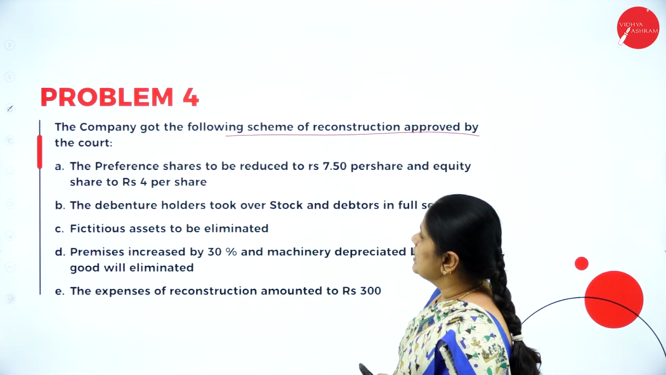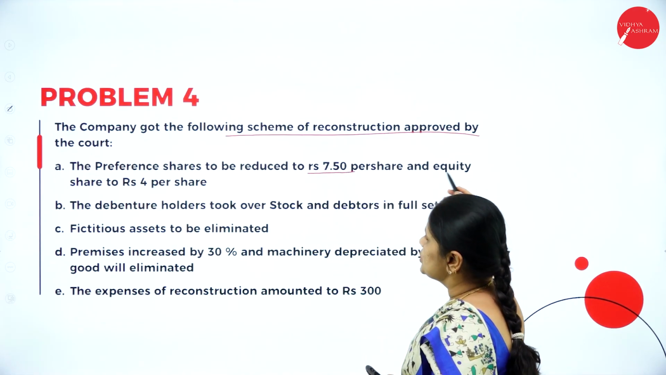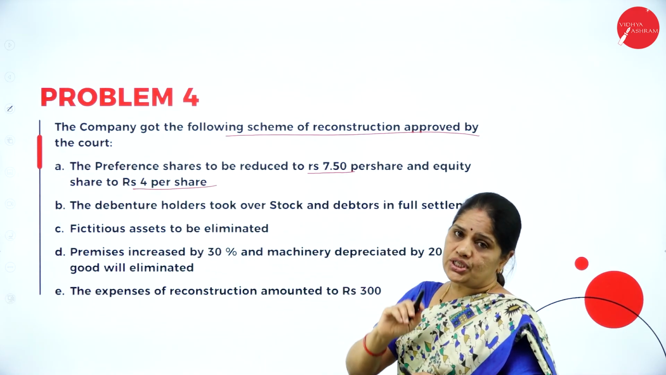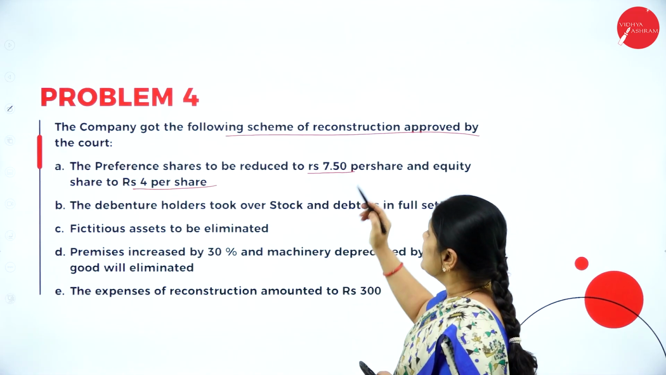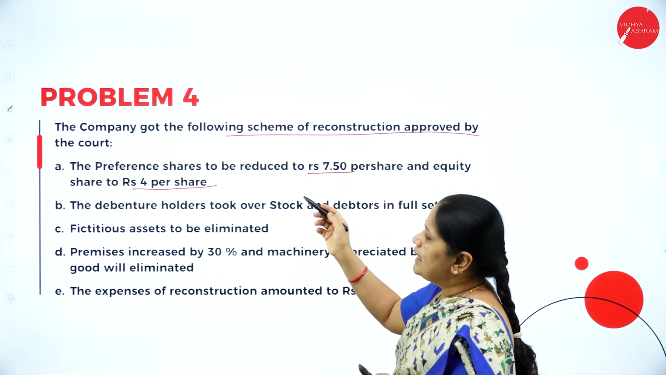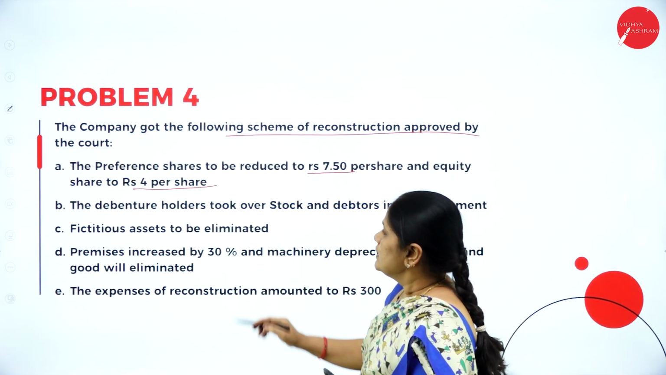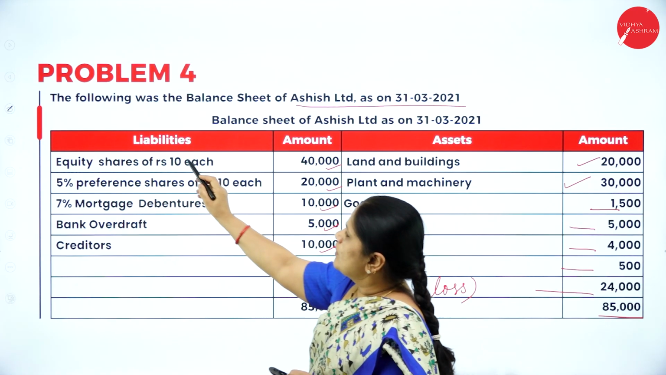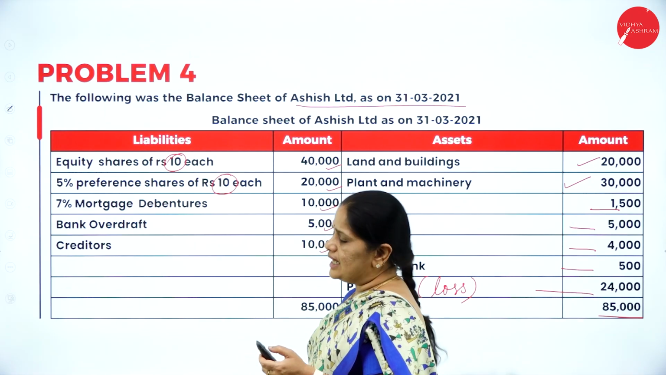So what is the scheme here? The preference shares are to be reduced to rupees 7.50 per share and equity shares to rupees 4 per share. If you can see here, the equity shares are of rupees 10 each and preference shares are also rupees 10 each.